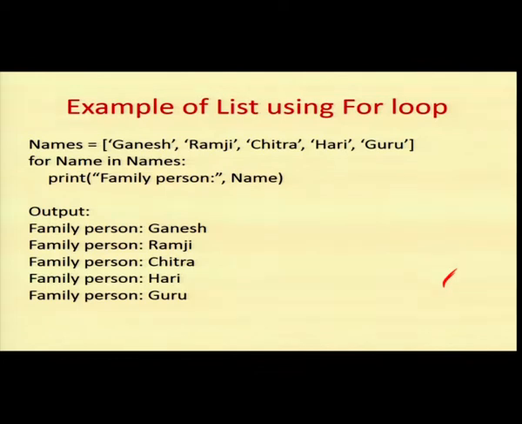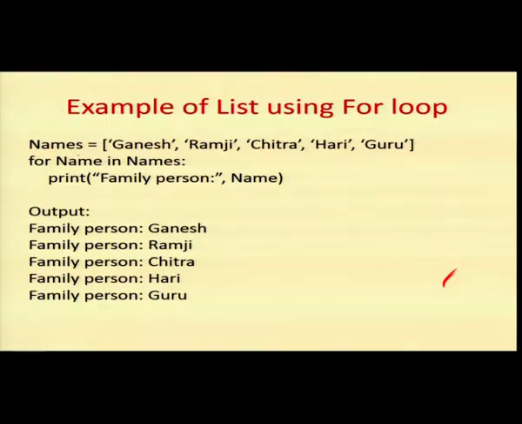Now, let us see an example of a list using the for loop, because in my earlier slide I said that iteration, traversal and getting the contents from the list using a for loop is pretty easy. Again, my variable name is names. Names is a variable name. Names equal to Ganesh, Ramji, Chitra, Hari, Guru. The reason I am taking the same old example is so that you become comfortable working on it. Within the list the elements are Ganesh, Ramji, Chitra, Hari and Guru.